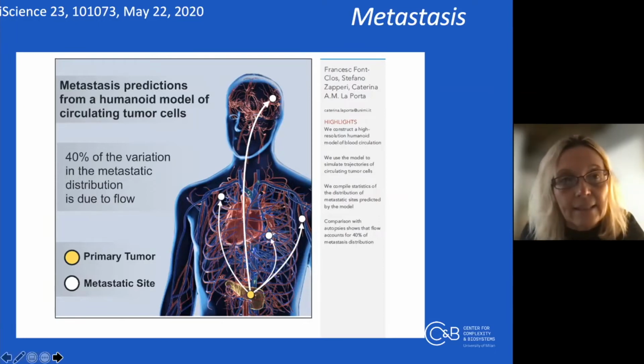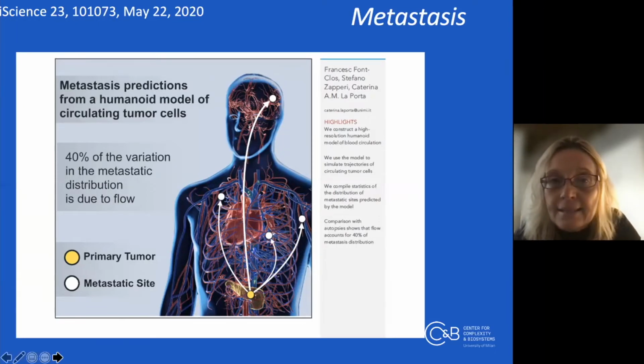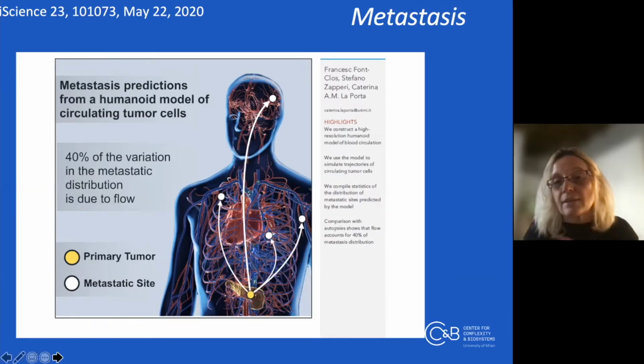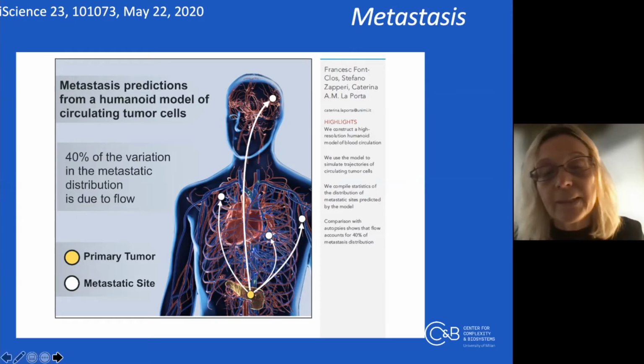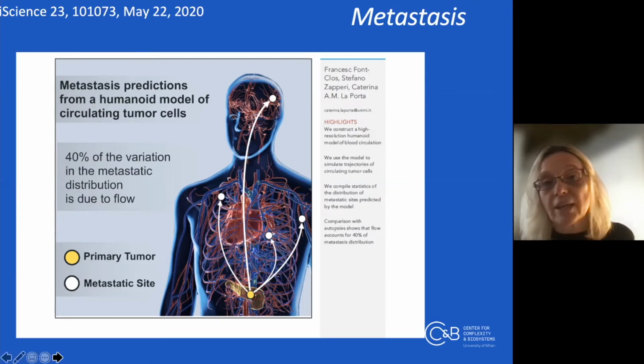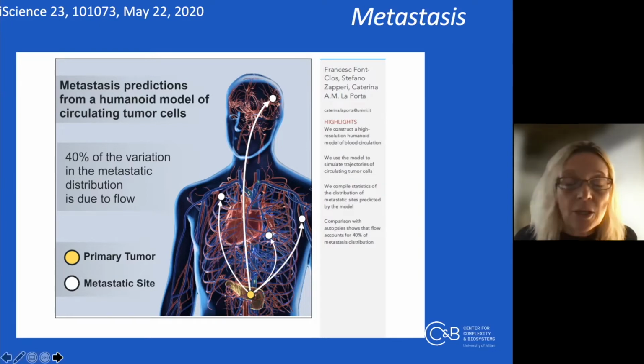We recently published this paper in iScience where we reconstructed a high-resolution humanoid model of blood circulation. We then used this model to simulate trajectories of circulating tumor cells, and we computed the statistics of the distribution of metastatic sites predicted by the model. Then we compared the model with autopsies, and we showed that about 40% of the metastasis distribution was due to flow, not for all kinds of tumors, but for some of them.